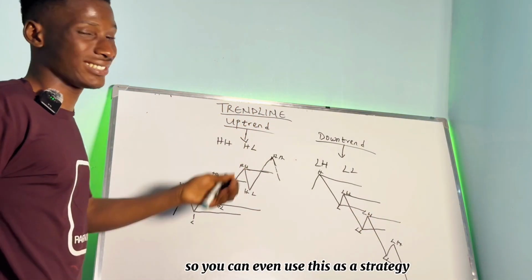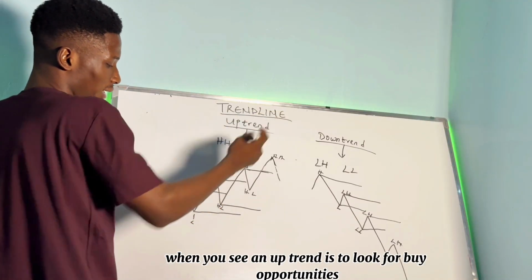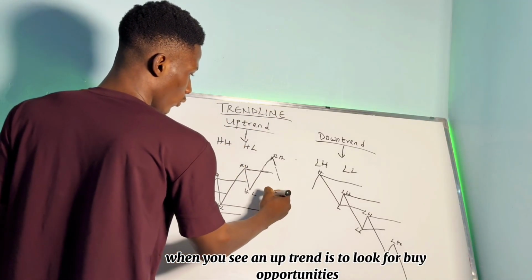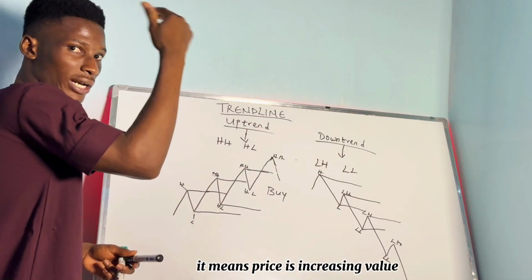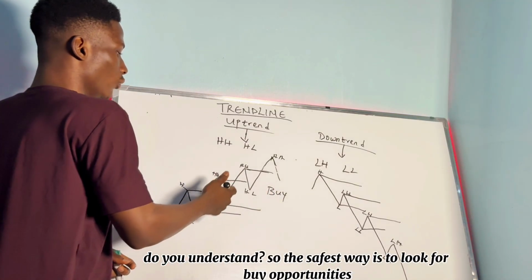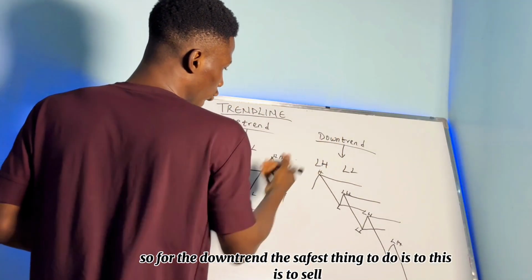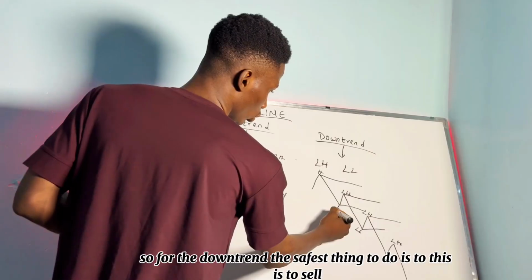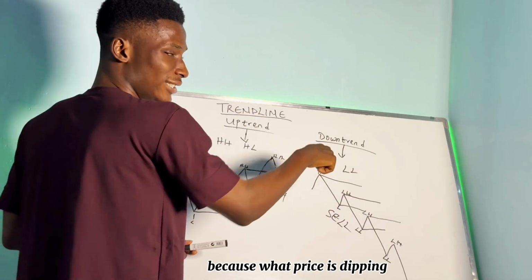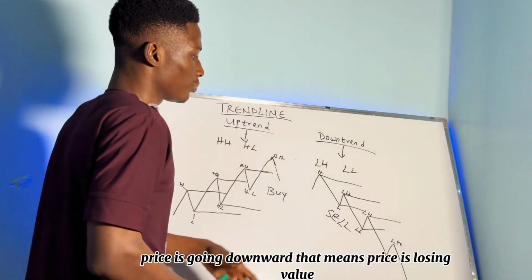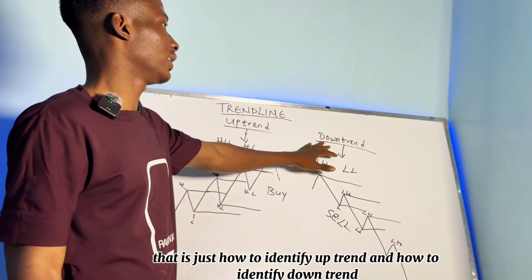So you can even use this as a strategy. The safest way to trade this when you see an uptrend is to look for buy opportunities. It means price is increasing in value. Do you understand? So the safest way is to look for buy opportunities because price will keep on going upward. For the downtrend, the safest thing to do is to sell, because price is dipping, price is going downward. It means price is losing value. That is just how to identify an uptrend and how to identify a downtrend.